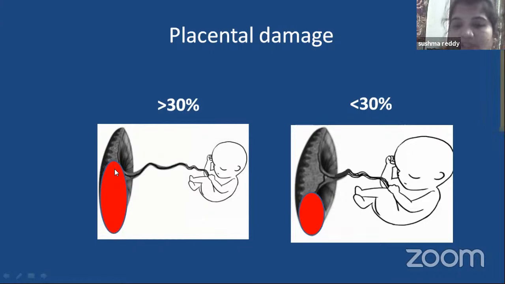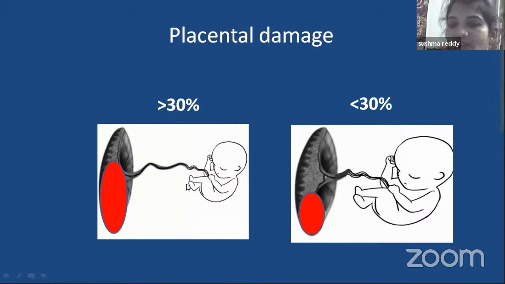That's why growth restriction presents early on in fetal life and the fetus is very small. Whereas in late onset fetal growth restriction, placental damage is less than 30%. So until 32 weeks, the remaining placenta can give sufficient nutrition to the fetus. So the fetus is not growth restricted until 32 weeks.